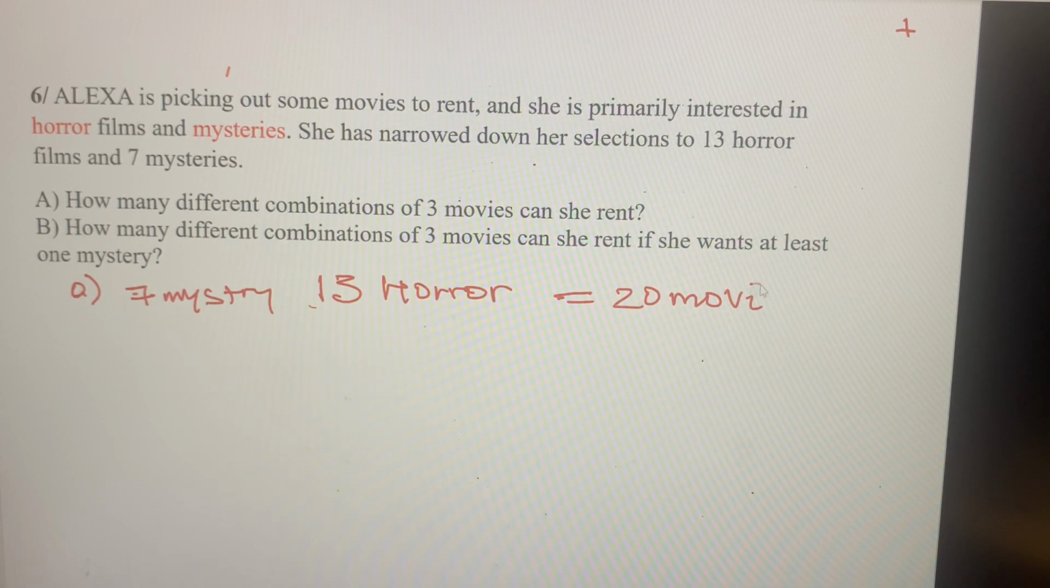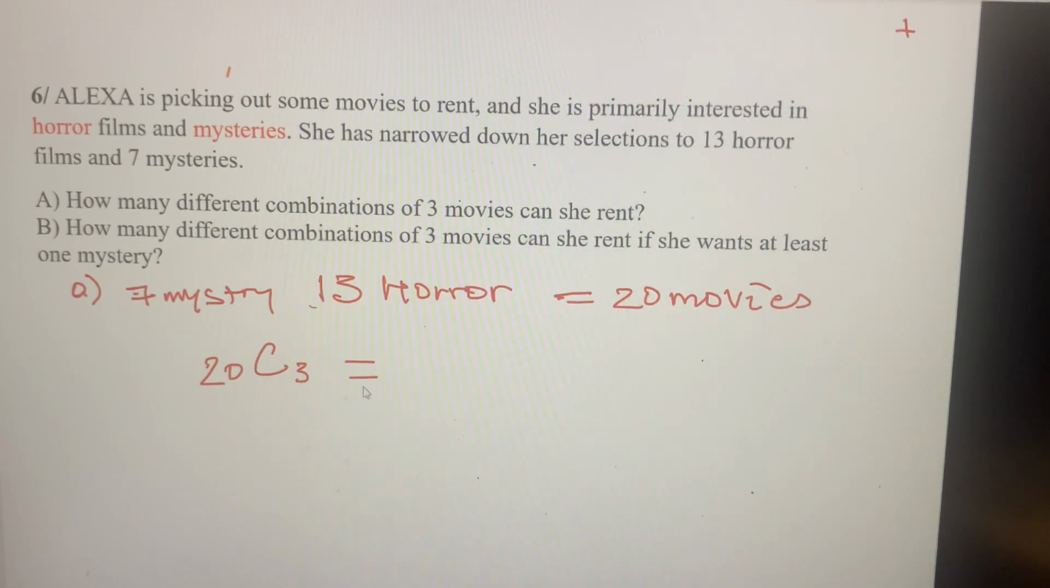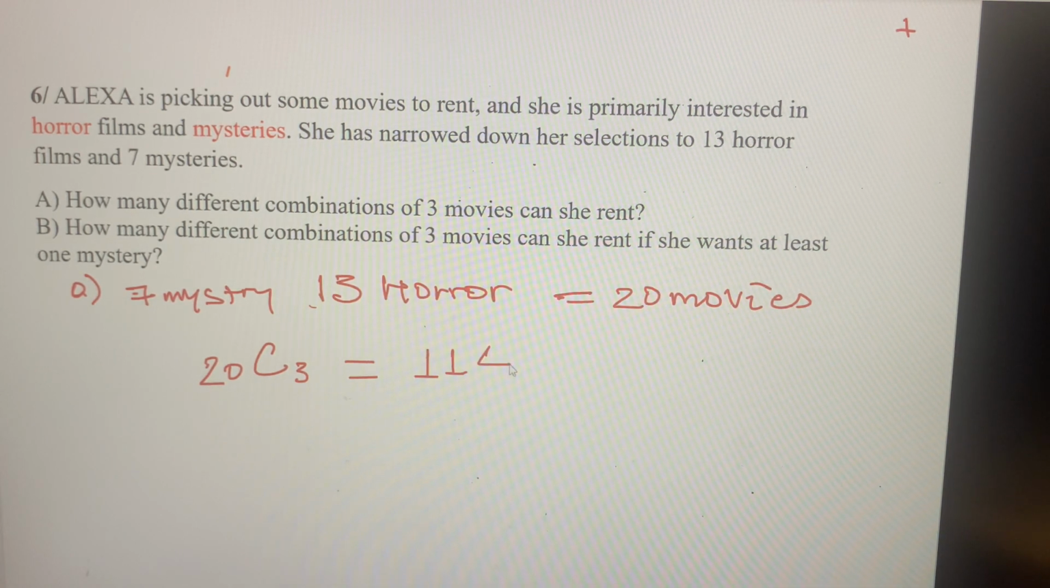We have 20 movies. So A is asking how many combinations of 3 movies she can rent. Any combination of 3. So this is simply 20 combination 3. If you use the R Guru or your calculator, it's going to give you 1140. This is the number of combinations she can rent.